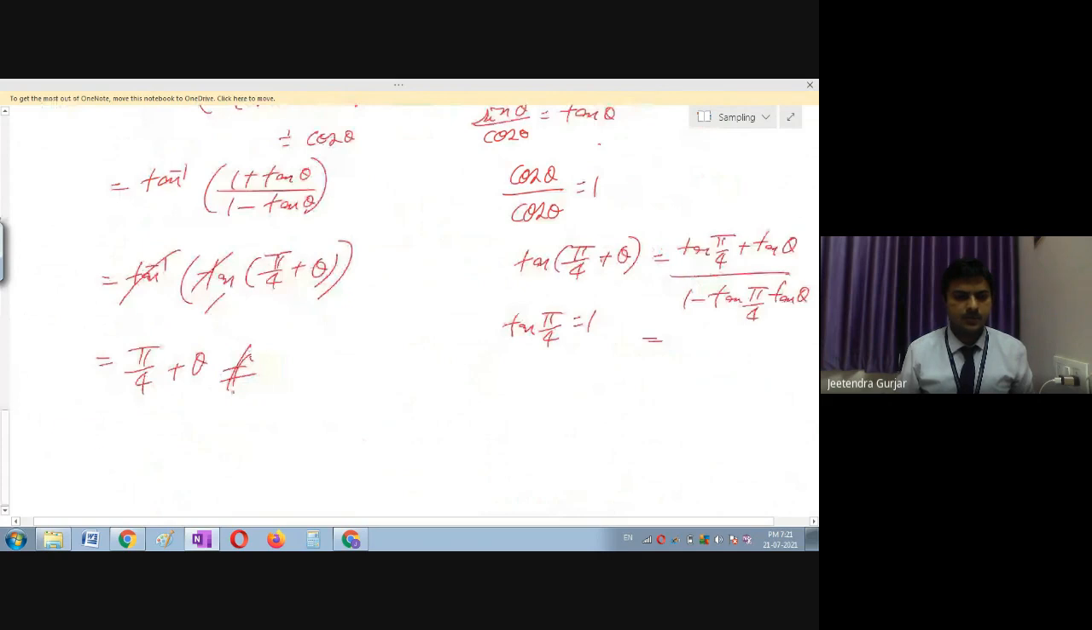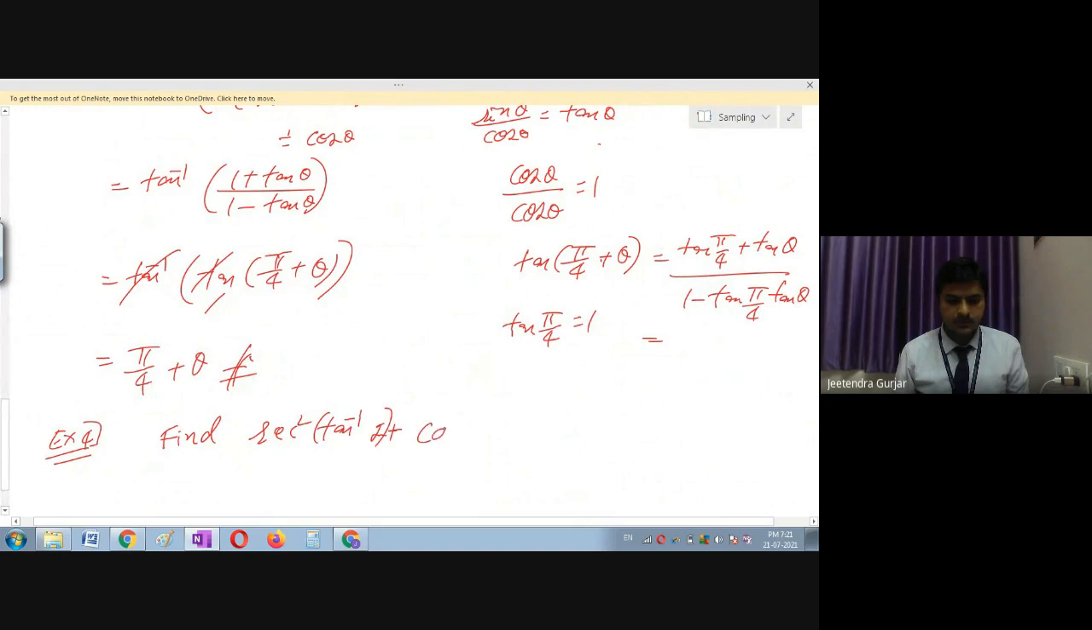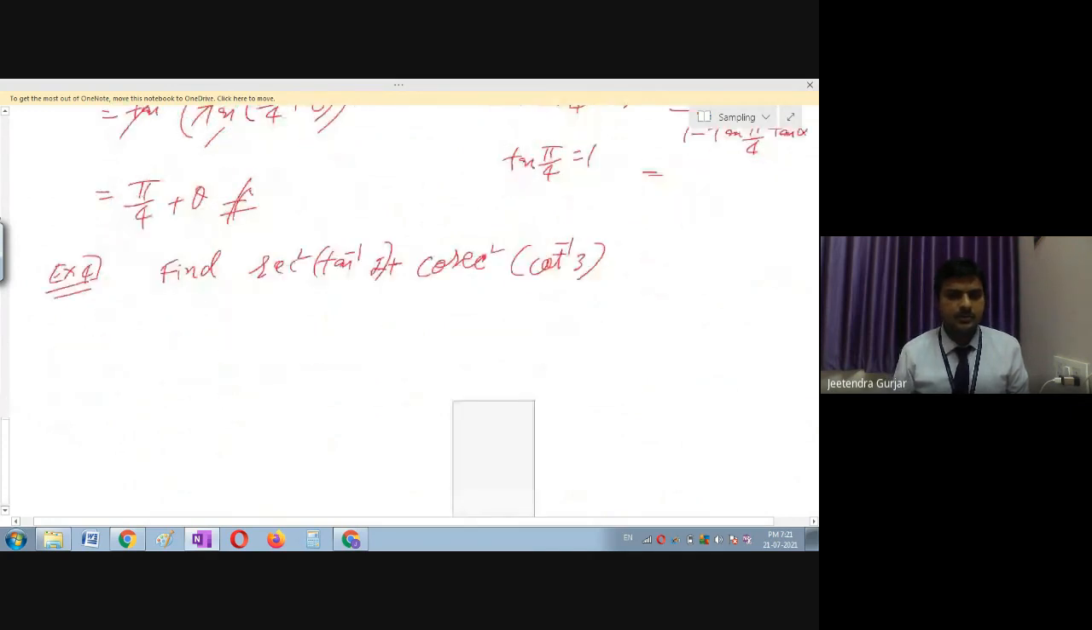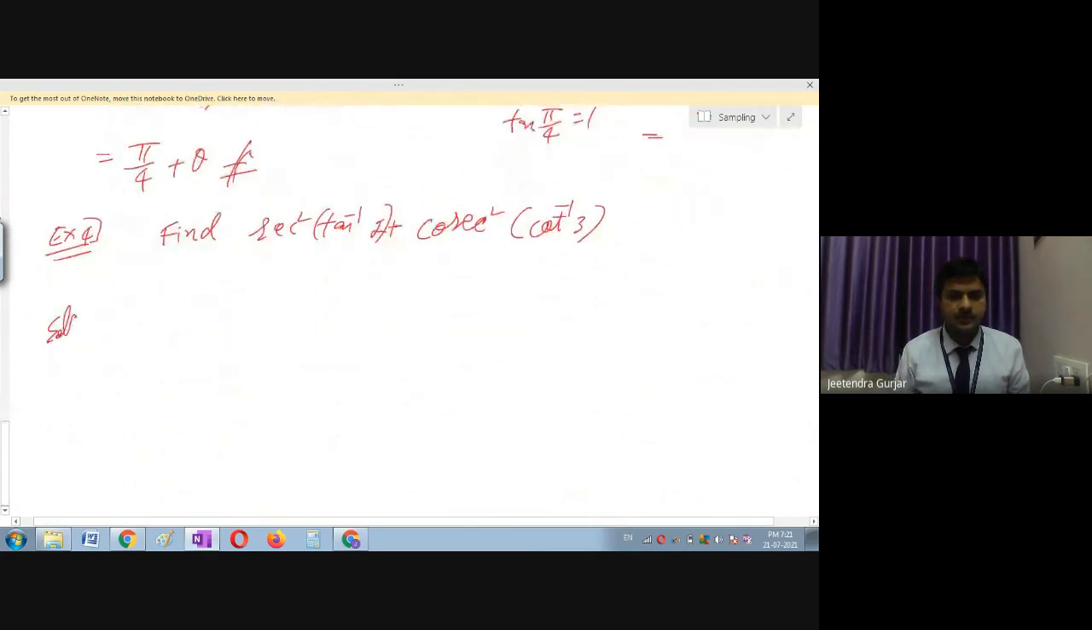So write down example 4. Find, very simple value they say, find sec square tan inverse 2 plus cosec square cot inverse 3. Just find the value, students. Easily we will get it here. So immediately you should write the solution. Within 1 minute you should be able to simplify.